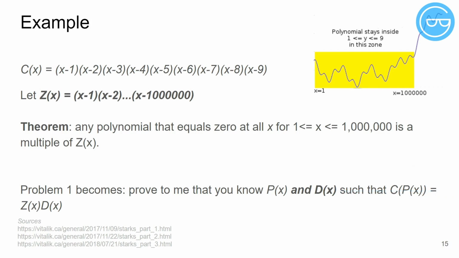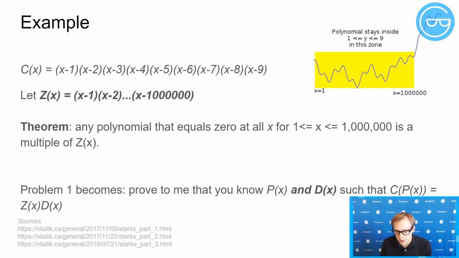So keeping in mind our function c and the fact that you want to prove to me that you have some p that stays within this bounded region, I'm going to define this other polynomial, z, where z has zeros everywhere on the first million x values. So z will be 0 on 1, 2, 3, 500,000, all the way up to 1 million. And that might seem arbitrary, but if you know a little bit about polynomial math, then you might recall that there's this theorem that says any polynomial that equals 0 at x for all values in some region must be a multiple of the polynomial that has zeros at that region.